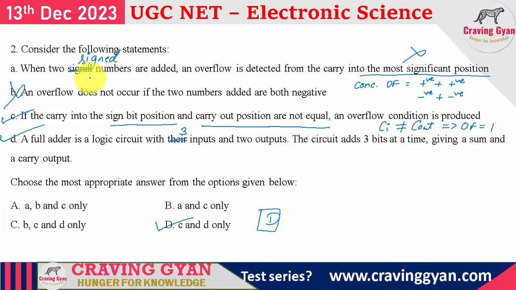See, in the first option, what they have given is when two signed numbers are added. So it is signed numbers that are added, and they have made a mistake. And even in the fourth option, with the 3 inputs, T-H-R-E-E, 3 inputs. So make a minor correction and then you have to answer it. These kinds of things, you can't ask for grace marks.